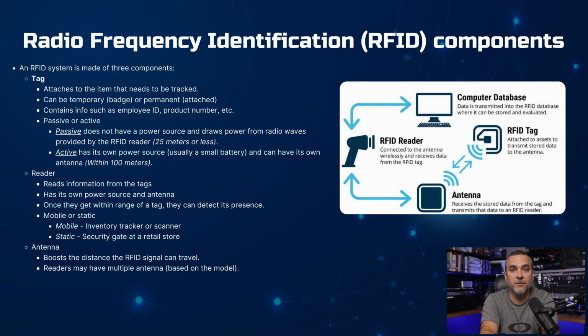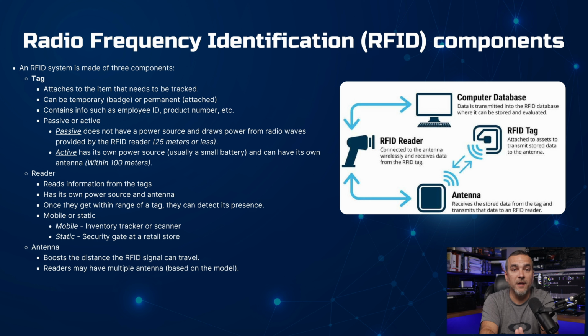The tag is attached to any item that needs to be tracked and can either be temporary, like a badge, or permanent. It contains information such as employee ID or product numbers, and can be passive or active. Passive tags do not have a power source and draw power from radio waves provided by the RFID reader within a range of 25 meters. Active tags have their own power source, usually a small battery, and can have their own antenna. This allows them to be detected within a range of up to 100 meters.